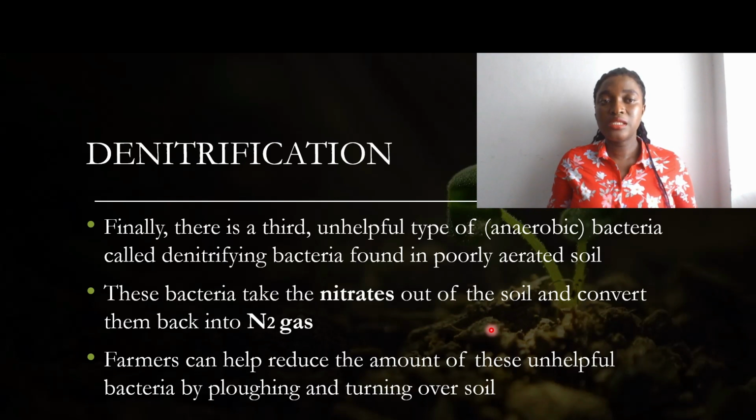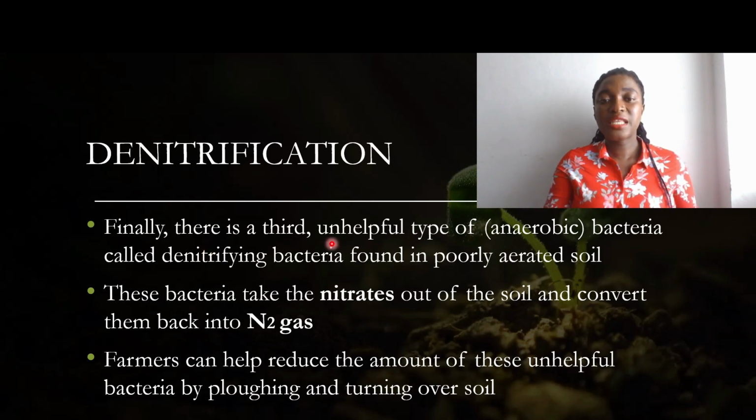How would this be released? There are some bacteria which are in themselves unhelpful. They are also found in the soil. So while some are being helpful by nitrifying, by fixing nitrogen, there are those that are going to just remove all the hard work that we've done. And this type of bacteria is referred to as denitrifying bacteria. De means removal. So in this case, we are removing nitrogen from the soil.